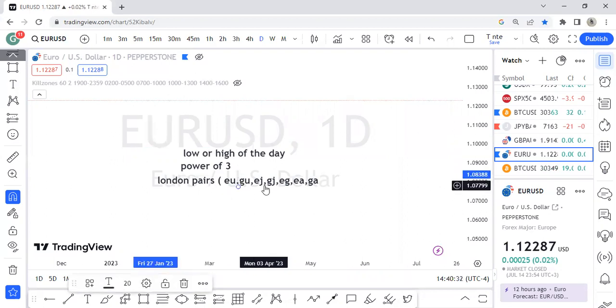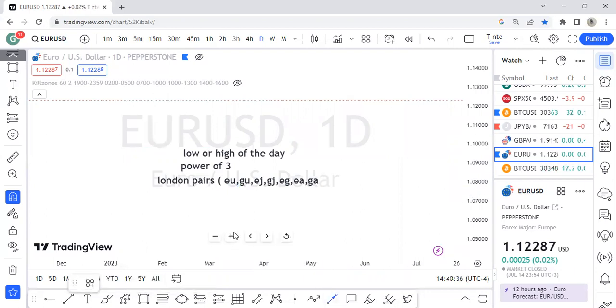But for me, I like to focus on either EU, GU, GJ or EJ. So I'm looking at only four of these. I don't trade EA, I don't trade GA. Those four pairs, EU, GU, GJ and EJ, are the ones I look at during the London session, right? So those are the pairs you must focus on for this to be effective.